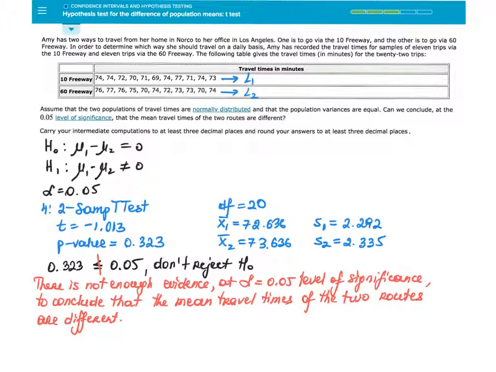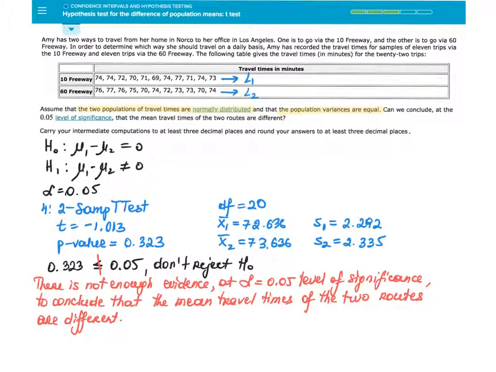First of all, I would like to highlight a couple of important statements. Assuming that the two populations of travel times are normally distributed and that the population variances are equal are very important statements for us. They both allow us to use a t-test with a pooled setup. Remember, to use the pooled test, I must have population variances equal, and in order to use the t-test at all, I must make sure that the populations are normally distributed because sample sizes are not sufficient to do it otherwise.